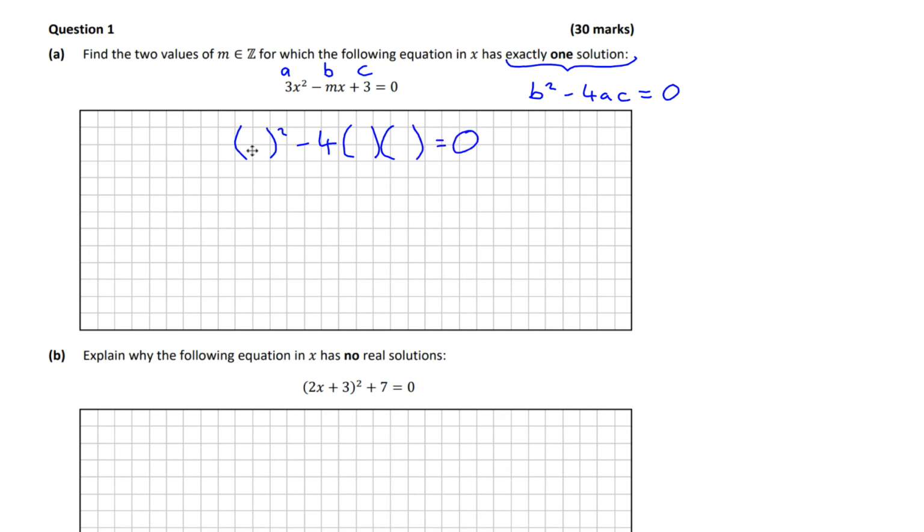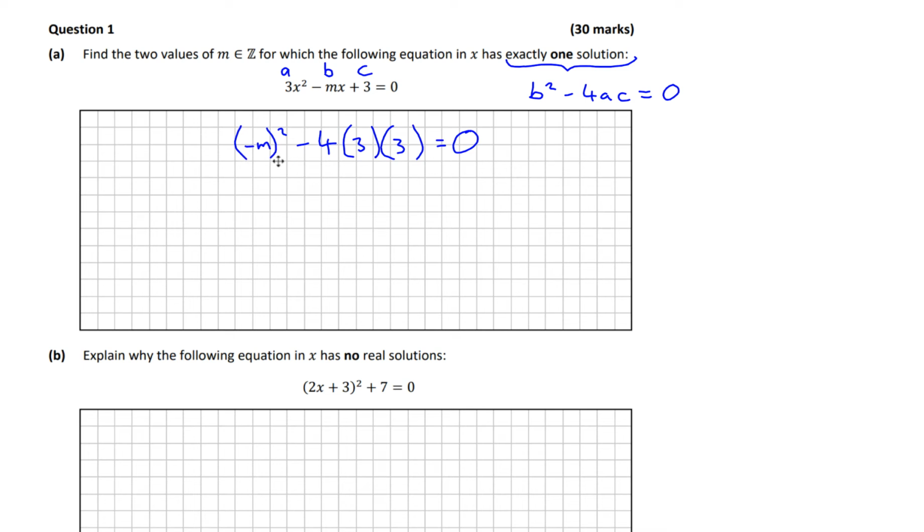You'll see I've replaced each letter with an empty bracket. That's good practice to do it that way. And now we just plug in our values. So we plug the value b in here, which is minus m. Don't forget to include the sign. The number a is 3, and the number c is also 3.